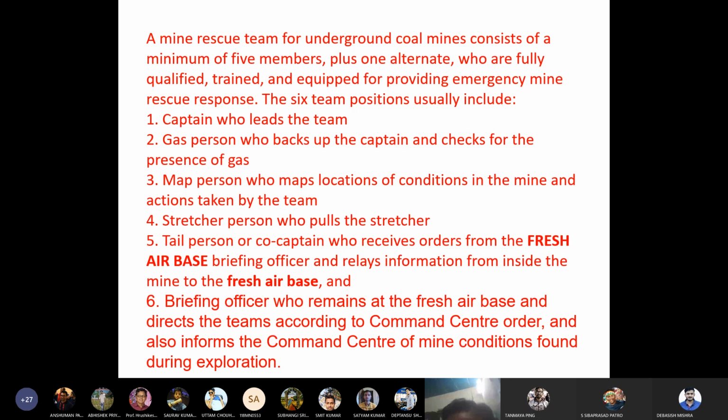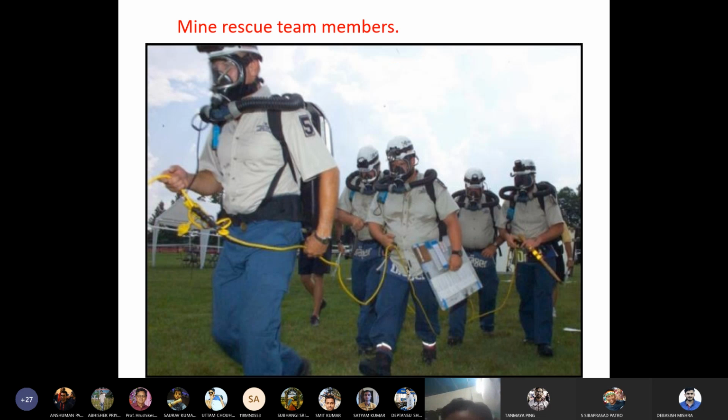Which is called the Burim and the command center of mine found during exploration. So these are the 6 people which are called your mine rescue team. This is the captain and this is the tail person, last person.